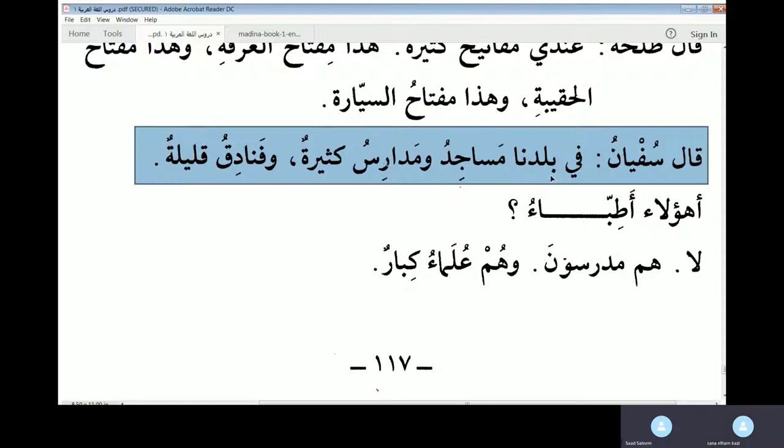Qala Sufyanu. Sufyan said, fi baladina, in our country, masajidu wa madarisu kasiratun. There are many masjids and schools. Wa fanadiqu qalilatun, and few hotels.